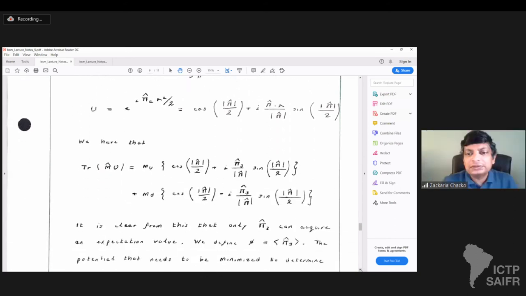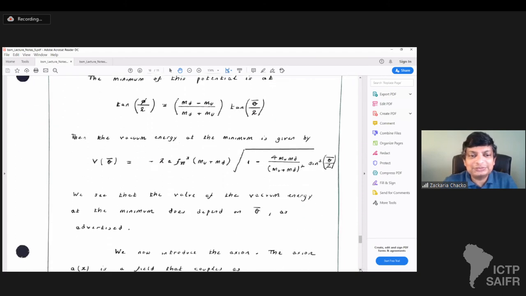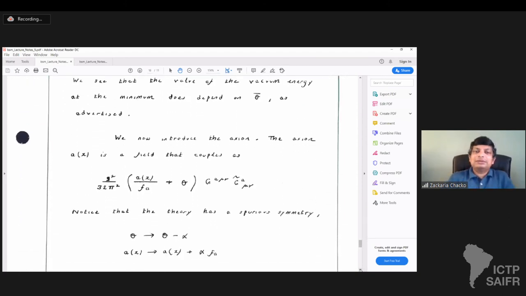Okay. All right, so now let us introduce our friend the axion. Okay, so the axion is a field that enters the theory that couples to G G dual like this. Okay, so you have the usual theta term, but now I'm adding an extra term A of X over FA, where this A of X is a field called the axion. Okay? So the axion is any field that couples like this to the gluons. Okay? Any field that couples like that is called an axion.